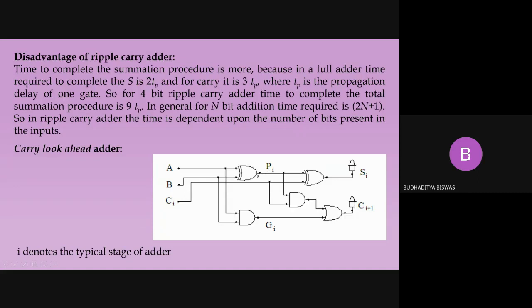PI is A XOR B. A XOR B, very good, correct. And what is the expression for GI in terms of the input variables? AB. AB, very good. So it is very easy to understand that PI is A XOR B, and G is AB, because this is the output of the two input AND gate and this is the output of the two input XOR gate.